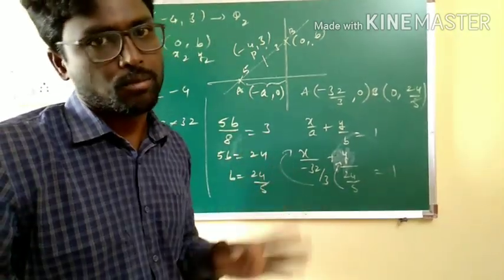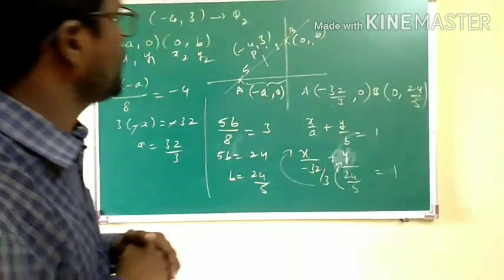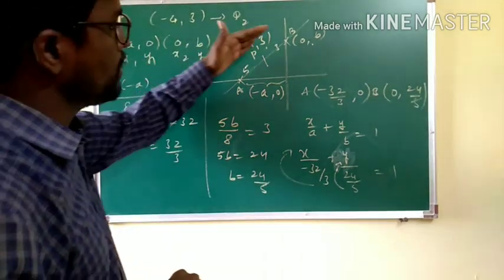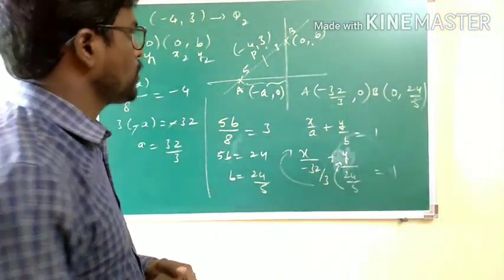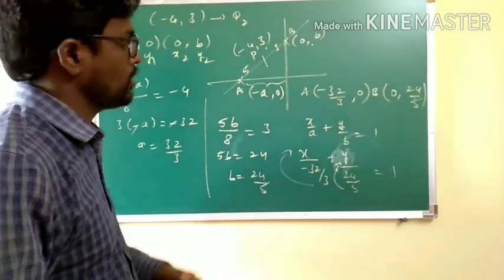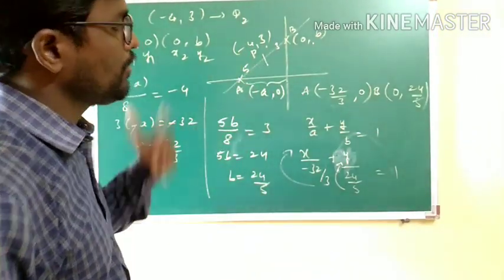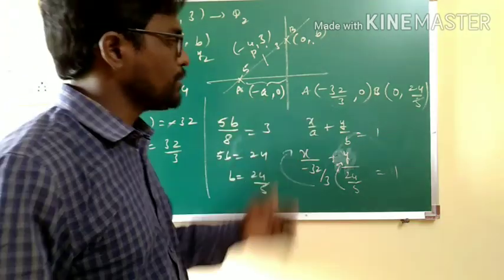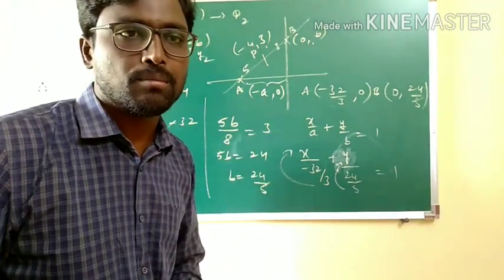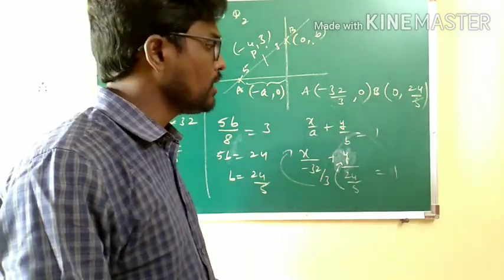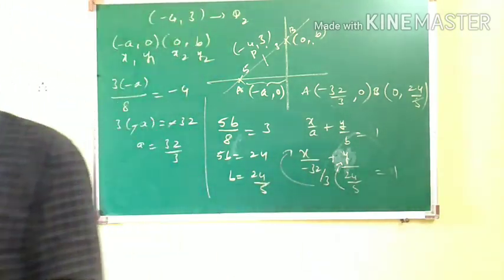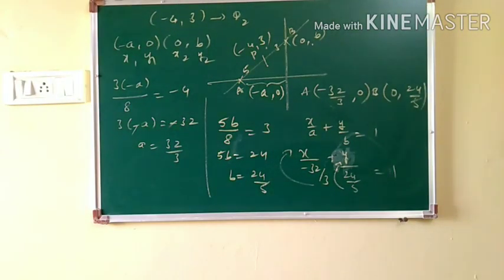Fine, but think properly. I repeat, with the help of the section formula, first we found the coordinates of point A and point B, and after that I applied the intercepts formula, that is x by A plus y by B is equal to 1. On taking the intercepts formula, I could get the equation of the required line. Hope you got it.